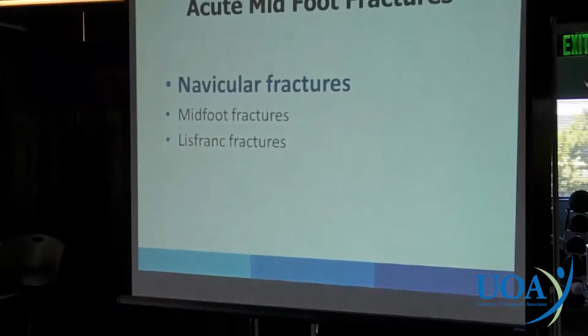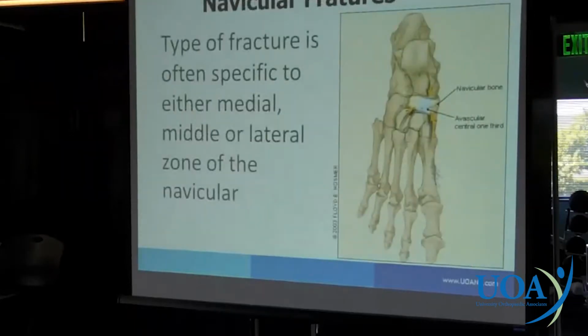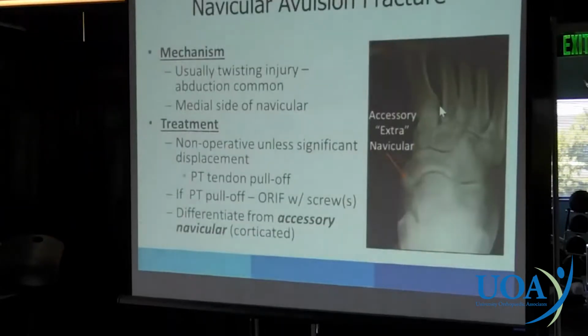Talk about fractures first. Navicular fractures, obviously one of the more important bones in the midfoot, takes a great deal of stress, and we see a number of different types of fractures with navicular fractures. The position of the fracture is often, if we have a medial fracture, that's often an avulsion fracture from avulsion of the posterior tib insertion.